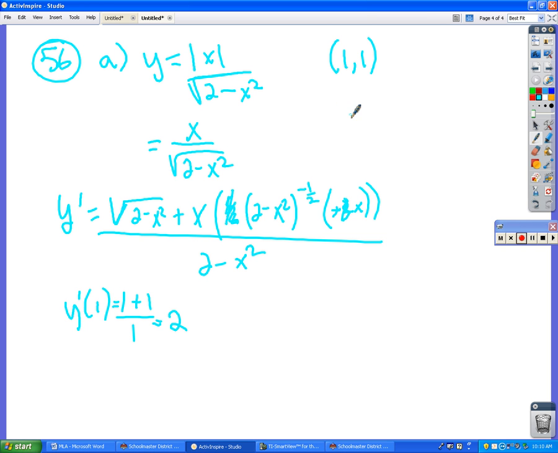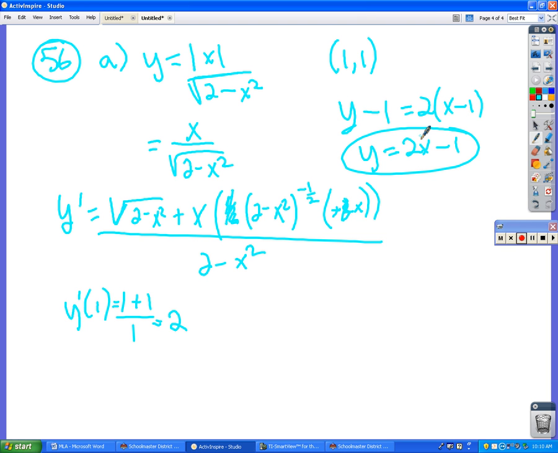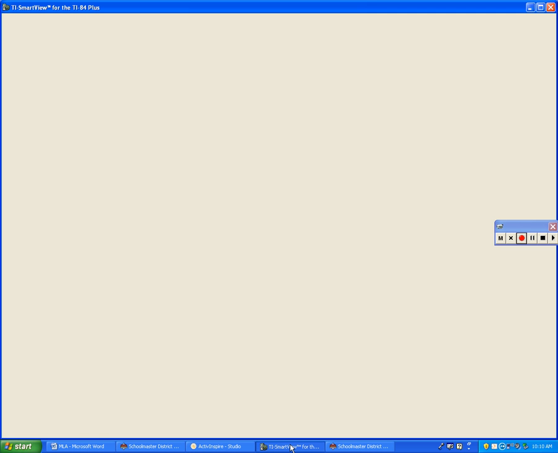So my equation is going to be y minus 1 equals 2 times x minus 1, or since we're going to graph this, y equals 2x minus 2 plus 1, which is minus 1. Not bad at all. So then they want us to graph that so that we can see.